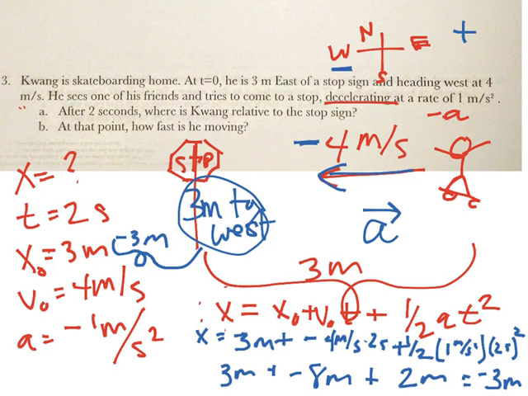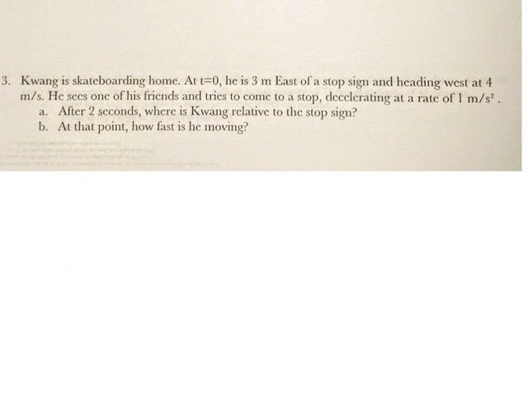Alright, erasing all this and moving on to B. Alright, so we're still going to care about north, east, south, west, but not as much because we don't really care where he is at this point. We just want to know how fast is he moving at that point. So we don't care about where he is. We just want to know how fast he's going.